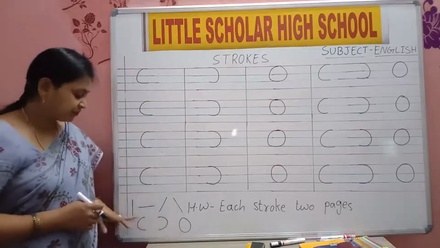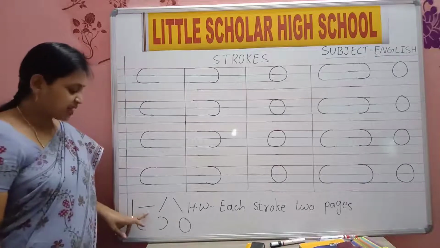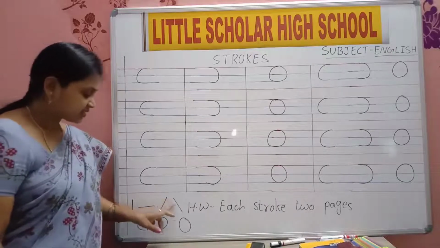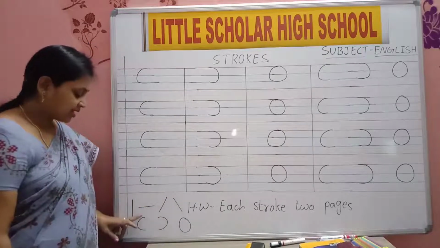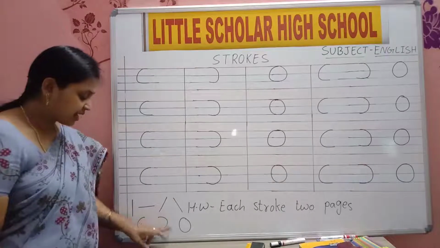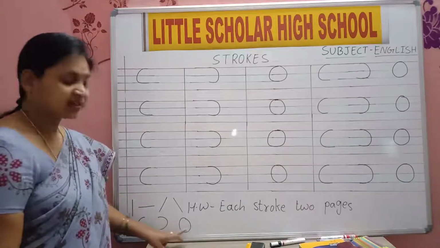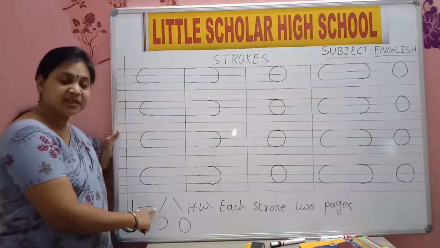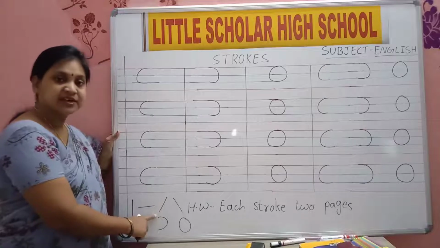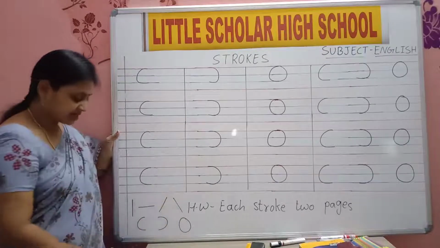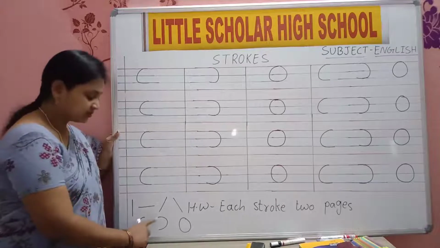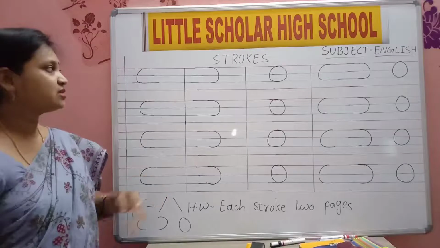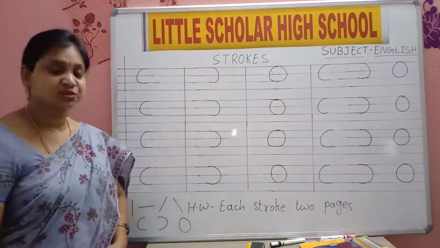Once again say, standing line, sleeping line, slanting line, slanting line, left curve, right curve, circle. So what we have learned today? Strokes. Yeah, different types of strokes.